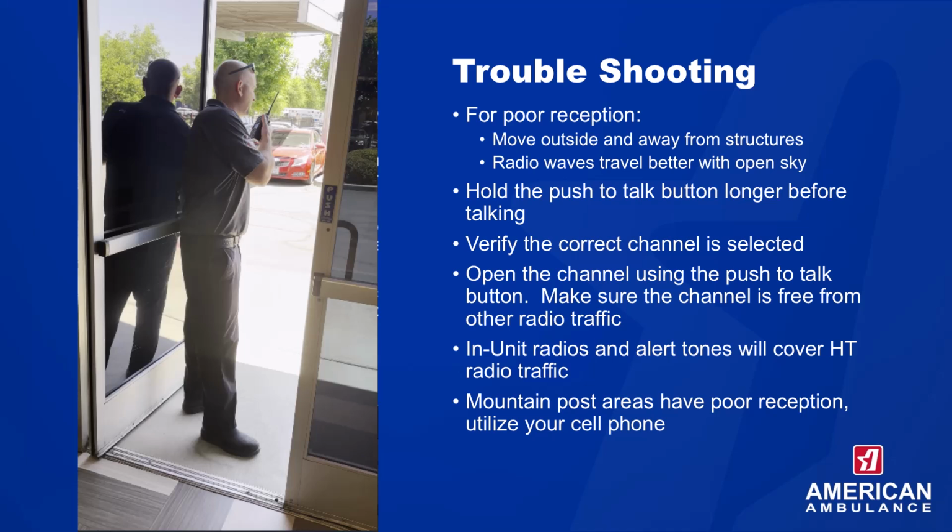Radio waves do not transmit as well when inside buildings, next to structures, or in mountainous areas. If you are having poor reception, verify the channel is clear, move towards a window or outside, and repeat your traffic. Hold the PTT button down longer before speaking. This allows the radio to open the repeater and transmit your traffic.